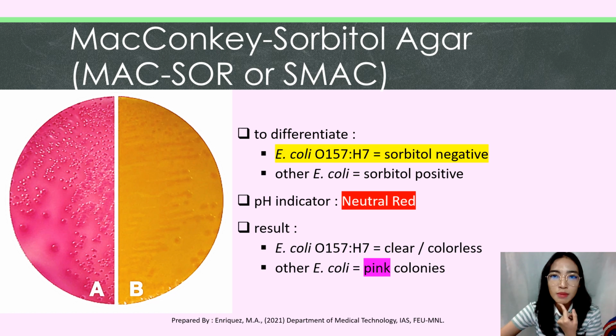If we were able to isolate just a regular kind of E. coli, then we would observe pink, sorbitol fermenting colonies. So when it looks like this, this is what all the other E. coli strains would look like. But when it looks like this, negative for sorbitol fermentation, then most likely the isolate is O157:H7.